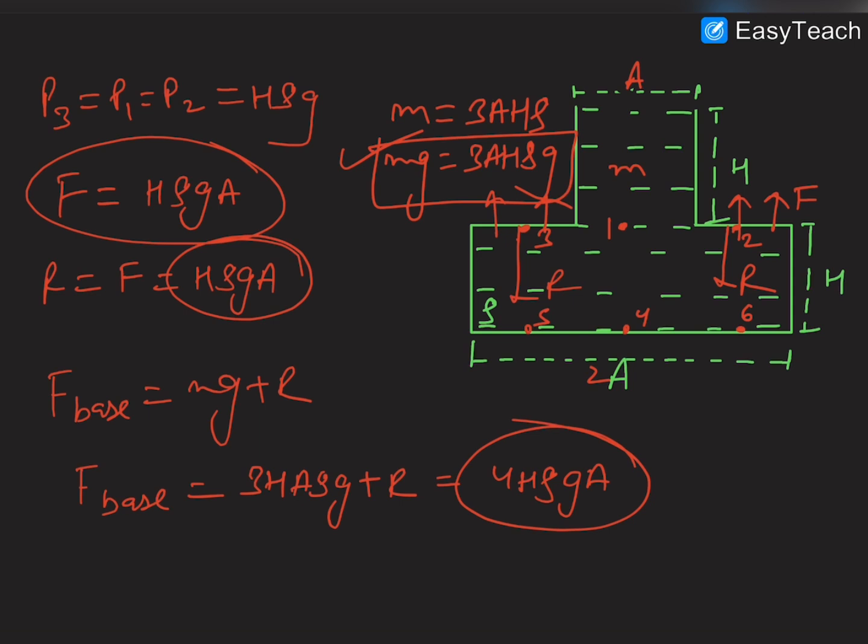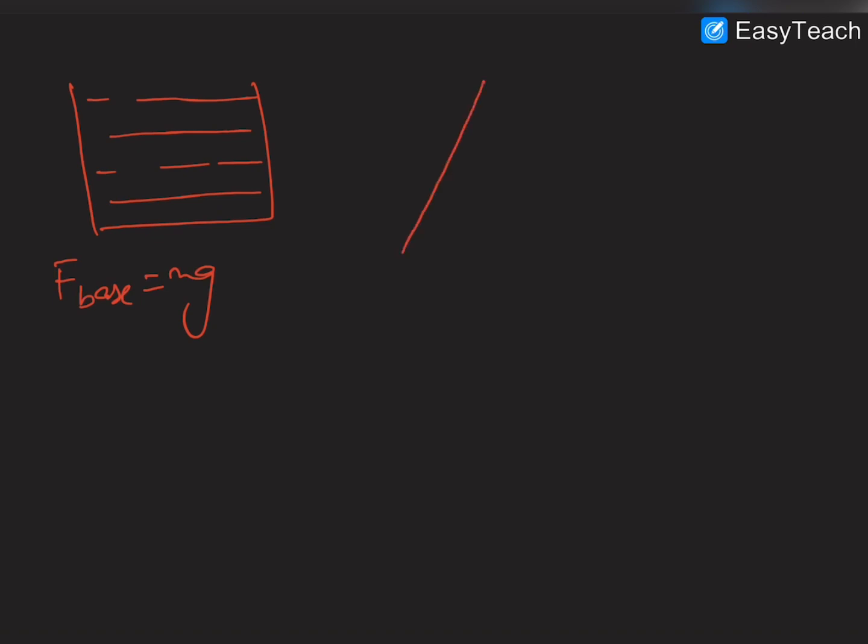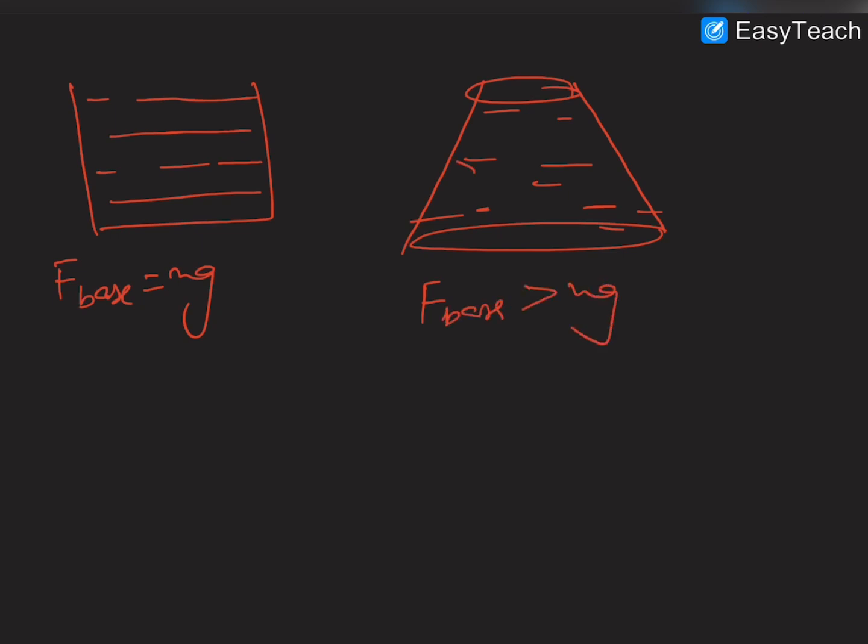So in this case, you can see that if the container has this shape, the force acting on the base will be equal to the mg of the liquid. But if the container has this other shape, and liquid is being filled in the container, then the force acting on the base, F base, will be greater than mg, because the force applied by the liquid on the walls will be like that, and the reaction will be like that. So the y component of the reaction will be added up, and it would increase the force on the base.